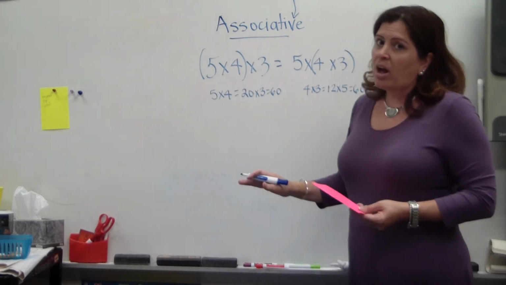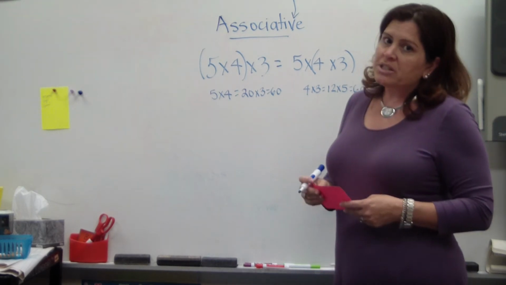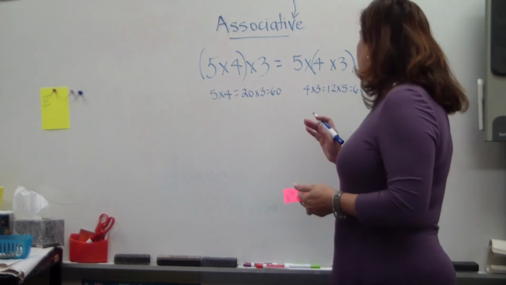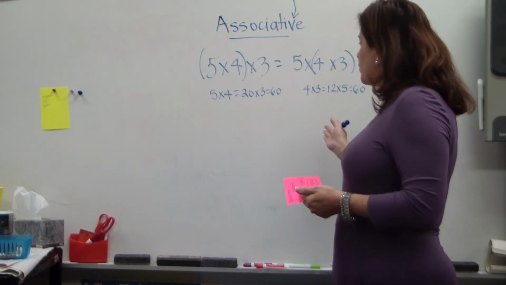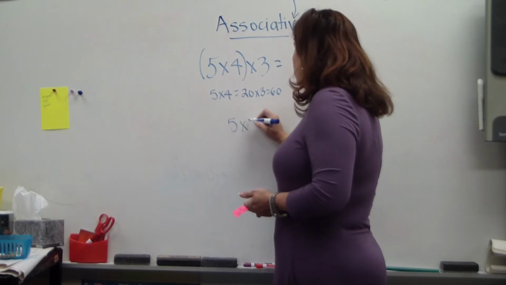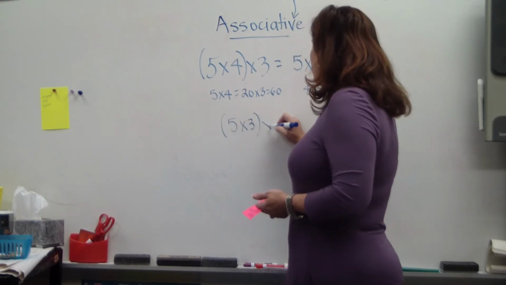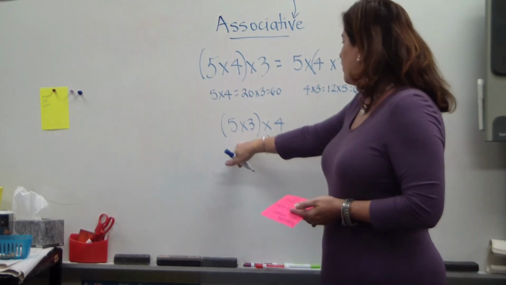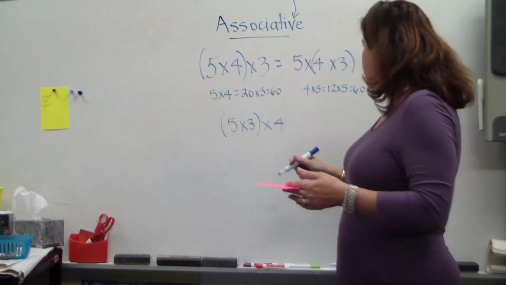So we get the same product, it's just we've grouped the numbers differently. So it doesn't matter how you group them. I could group them a different way as well. I could say 5 times 3 times 4. Okay? Still doesn't matter. I'm going to get 15 times 4 to get 60.